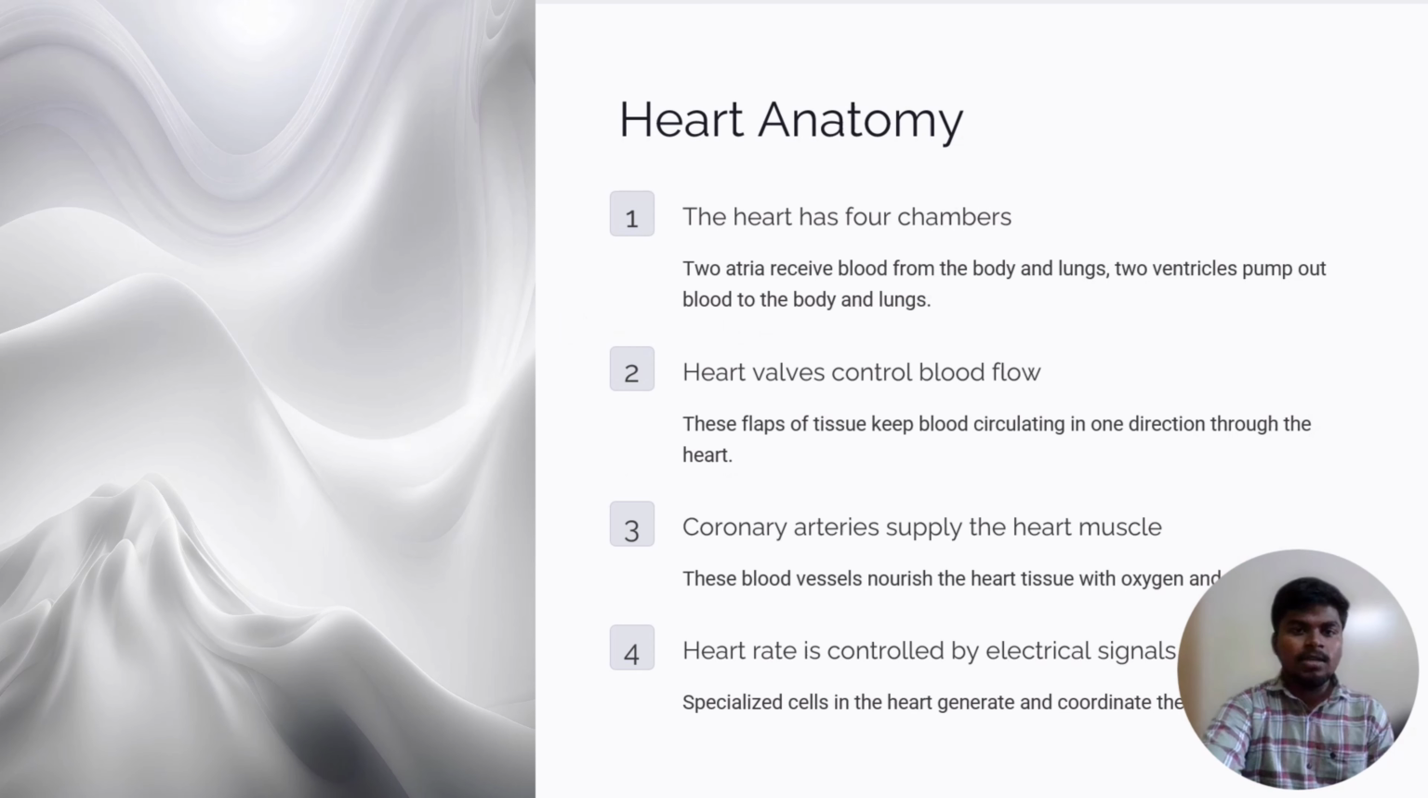Now let us see the human heart anatomy. First, the heart has four chambers. The heart valves control the blood flow. Coronary arteries supply the blood to the heart muscles, and the heart rate is controlled by electric signals.